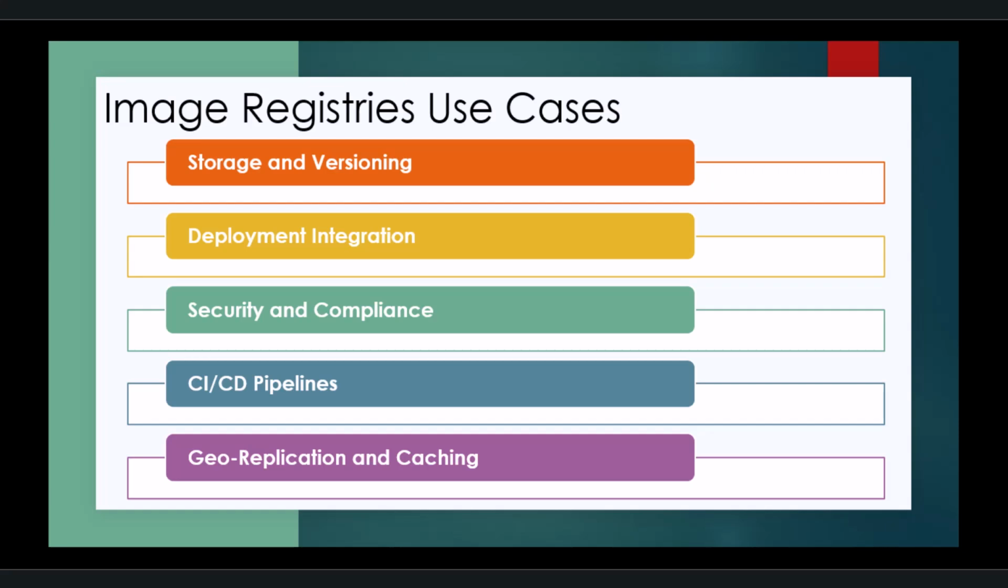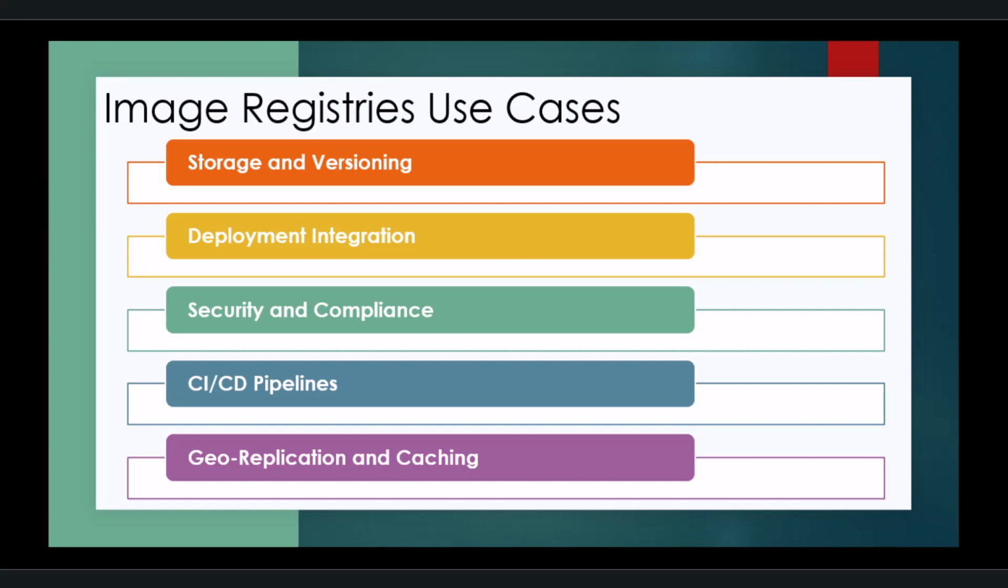Third is security and compliance. Registries often include features like image scanning for vulnerabilities, access control policies for least privilege principles to see who can push or pull images, and audit logs for tracking usage and changes. Image registries are a key part of the DevOps workflow. After a build completes in a CI pipeline, the resulting image is pushed to a registry, and from there it can be automatically deployed to staging or production, or pulled by other services or environments for further testing.